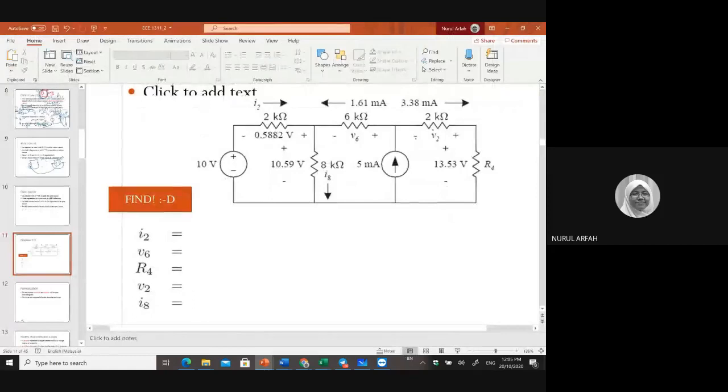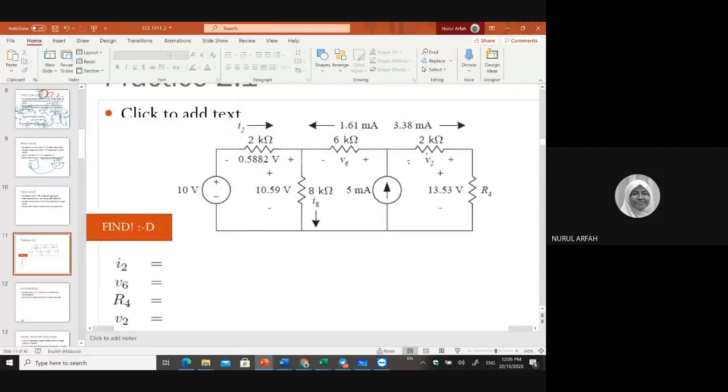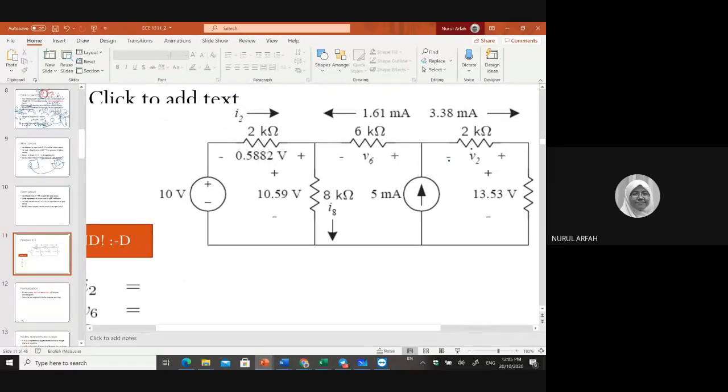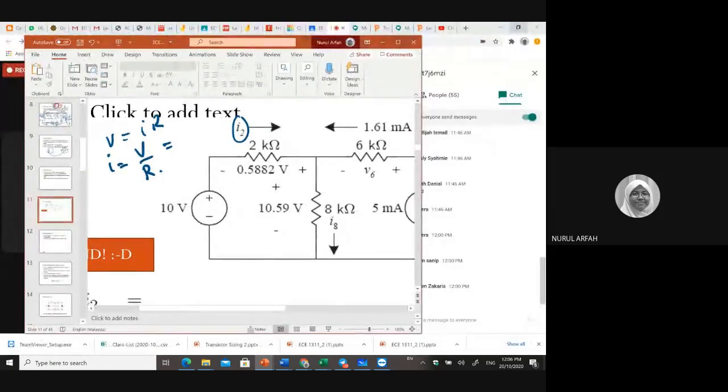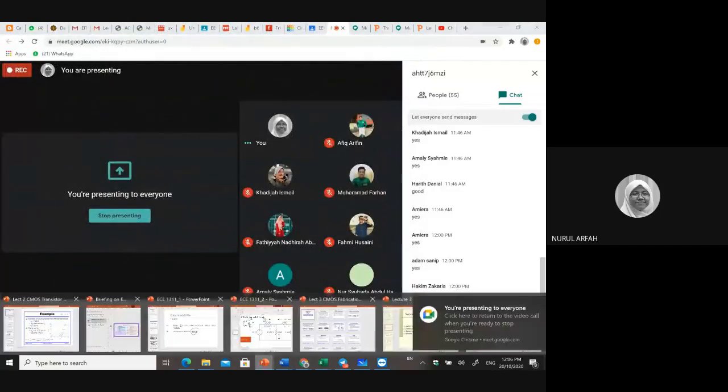What is this? The question asks you to find I2. Where is I2? On your left side, right? This part. If you apply Ohm's law, that I is equal to V over R, then what is the value for V and what is the value for R? You can write down in this chat box what is the value for V and what is the value for R. Please volunteer yourself.